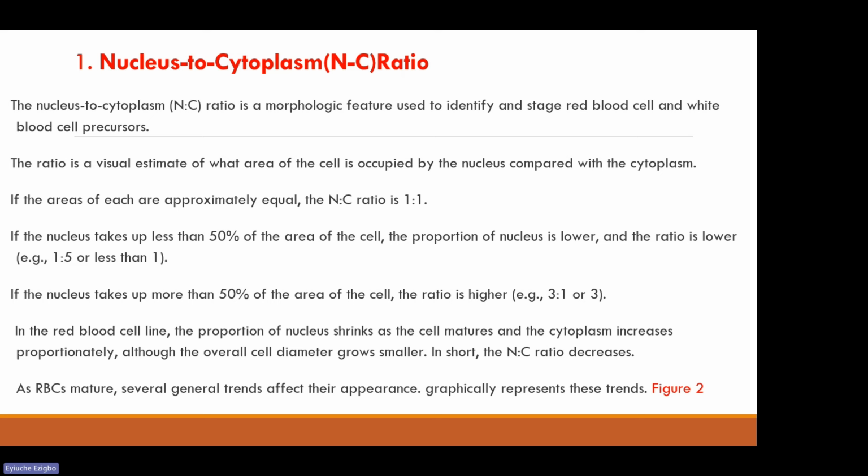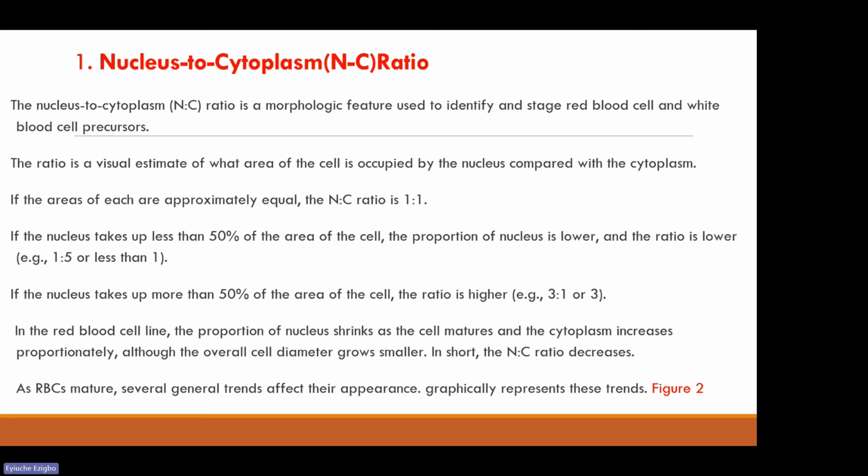If the areas of each are approximately equal, then the NC ratio is 1:1. If the nucleus takes up less than 50% of the area of the cell, the proportion of nucleus is lower and the ratio is lower. It is 1:5 or less than 1.